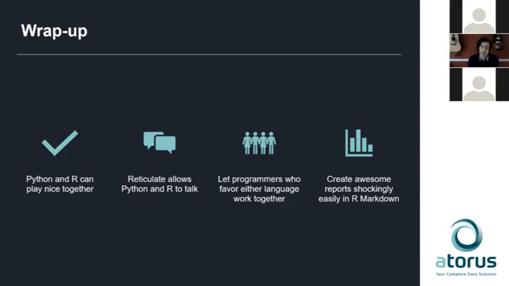And just in other contexts, when you have a multilingual team, if you have people who favor Python, people who favor R, it lets those programmers work in the language that they choose and work together so that you can really get the most out of it and allow those programmers to talk in other ways that they otherwise might not be able to do as easily. And you can create awesome reports shockingly easily in R Markdown and even get into Shiny, using the best of both these tools. So I hope that you can take away something from this today.